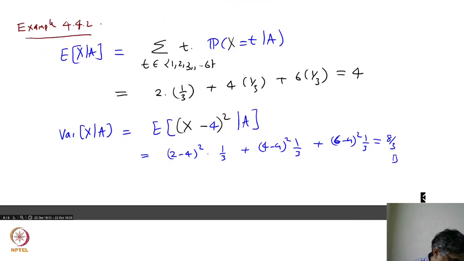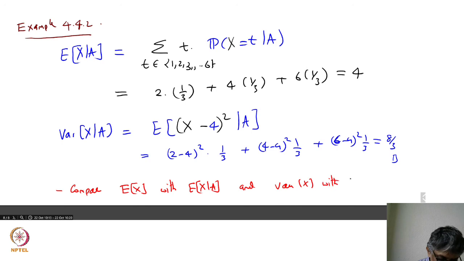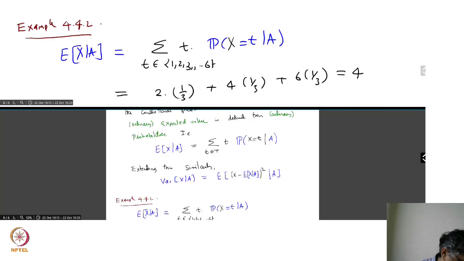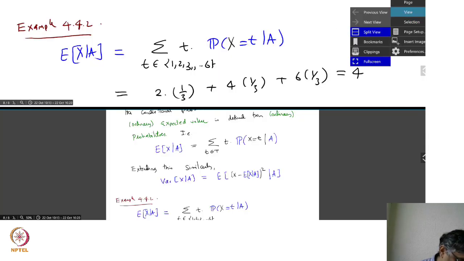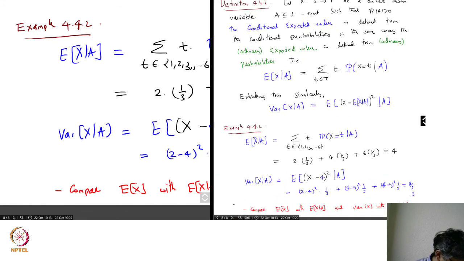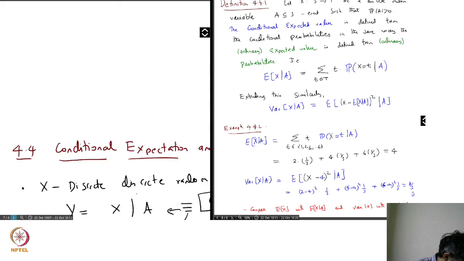Right. So one interesting thing is that you should just compare E of x with E of x given A, and variance of x with variance of x given A. Let me do a split view and try to understand this a little better in a global way.